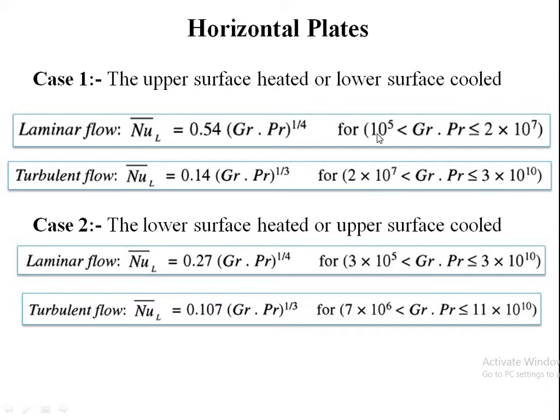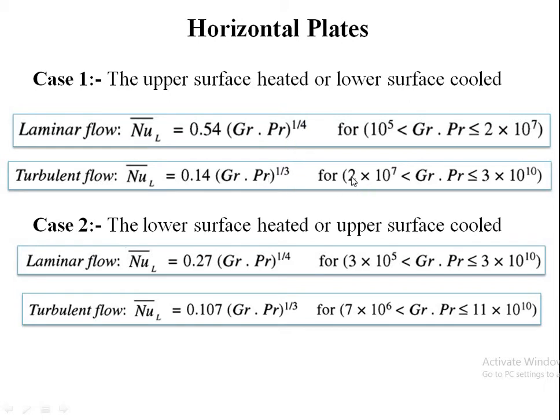So in this case, the flow is considered to be laminar flow if the Rayleigh number is in between 10 raised to 5 to 2 into 10 raised to 7. At that time, the correlation for natural convection can be given as the average Nusselt number is equal to 0.54 into (Grashof number multiplied by Prandtl number) raised to 1 by 4.